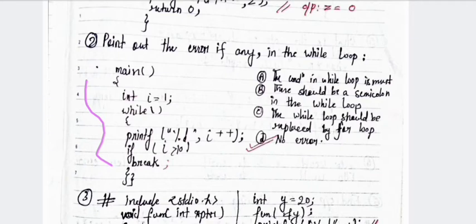There are four options. Option A, the condition in a while loop is a must. Option B, there should be a semicolon in the while loop. Option C, the while loop should be replaced by a for loop, and option D, no error. So the correct answer to this question is no error. Why? Because here we are not required to terminate the loop of the while. Option B is wrong, and option A is also false and option C is also false. So option D is correct.